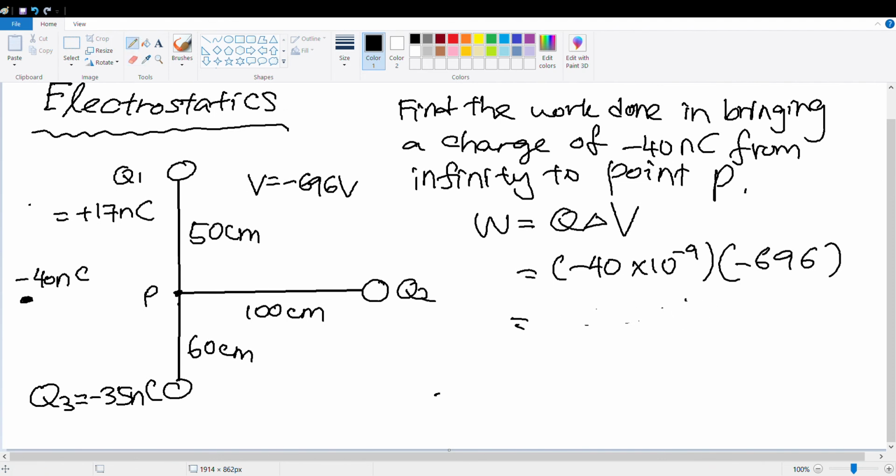So the answer should be the positive 2.78 times 10 to the power negative 5 joule.